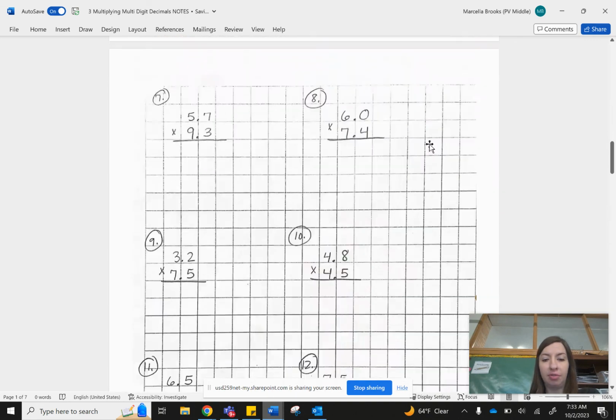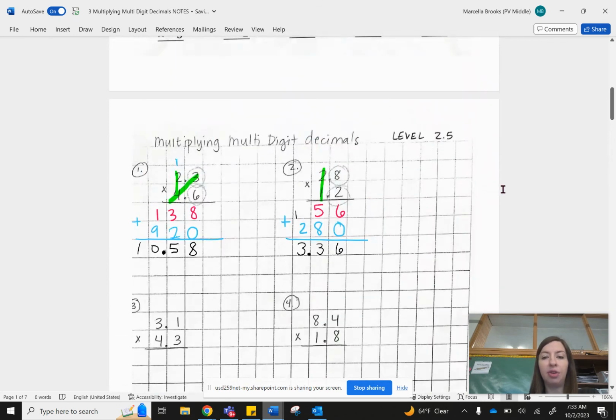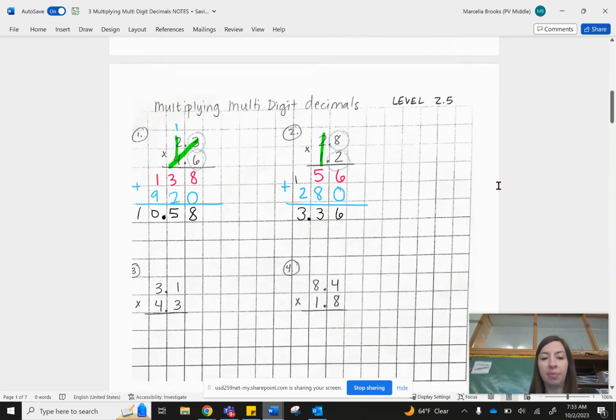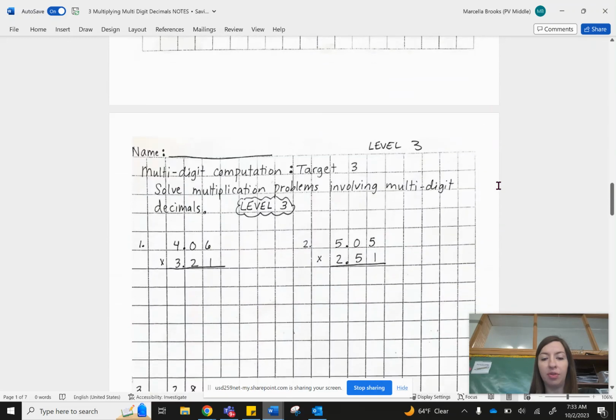Are there any other funky ones? No, there's not. All right, so see if you can try the rest of these on your own. And then you can move on to our level 3 questions.